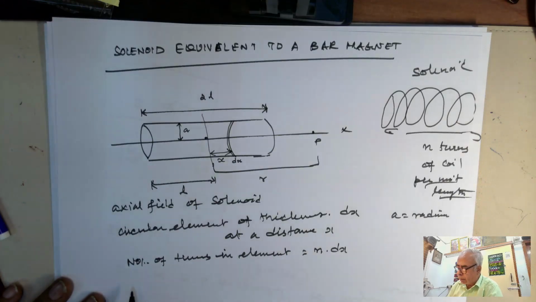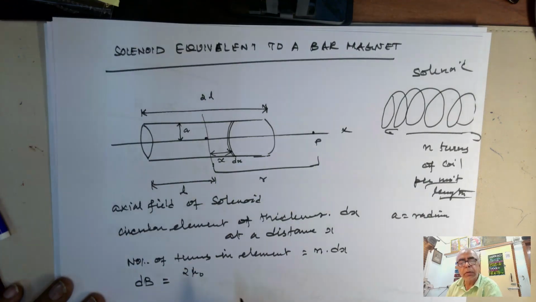Now we are going to study the magnetic field produced by these small turns. It is differentially small, so we can put the small differential element of magnetic field dB. So this dB is given as 2 mu naught, and it is based on the current I. When the current is more, you know very well, the magnetic field is also more.